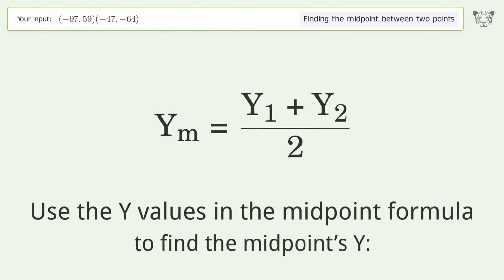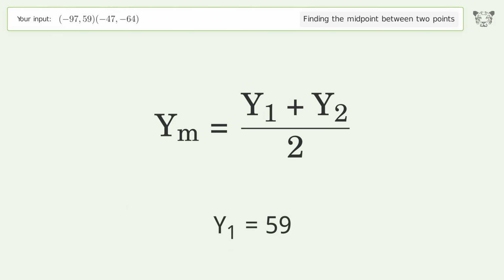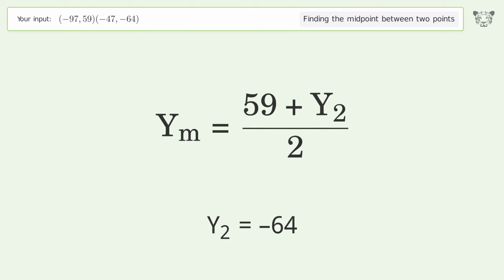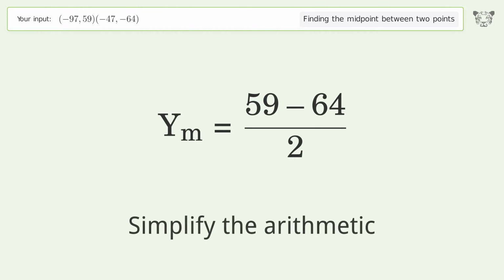Use the y values in the midpoint formula to find the midpoint's y. y1 equals 59. y2 equals -64. Simplify the arithmetic.